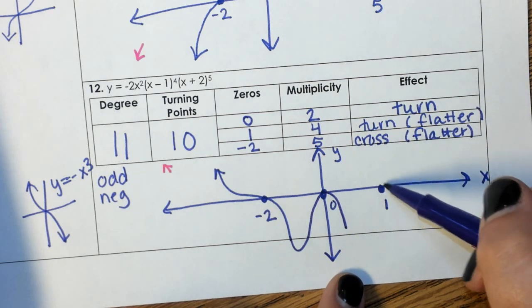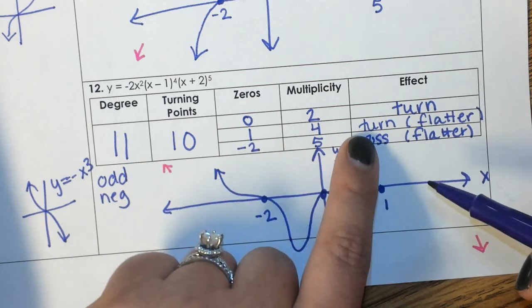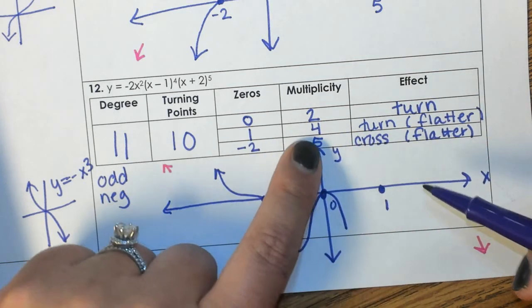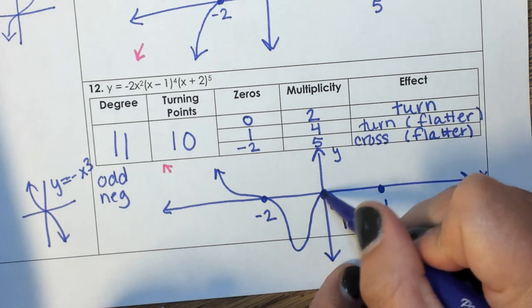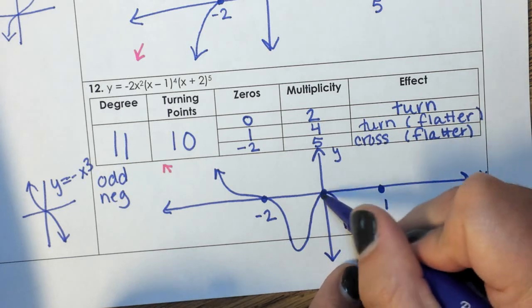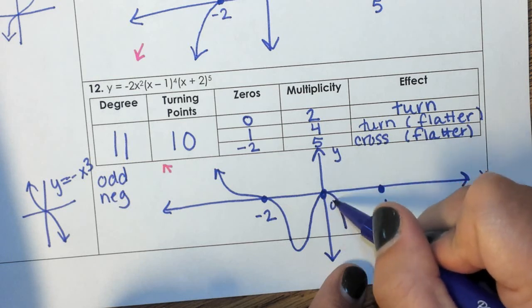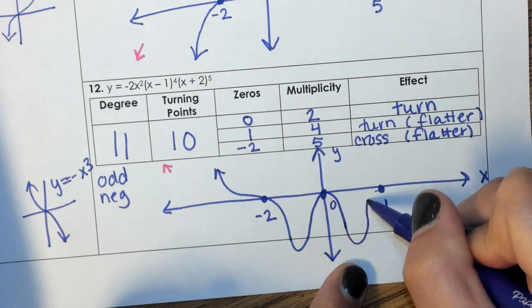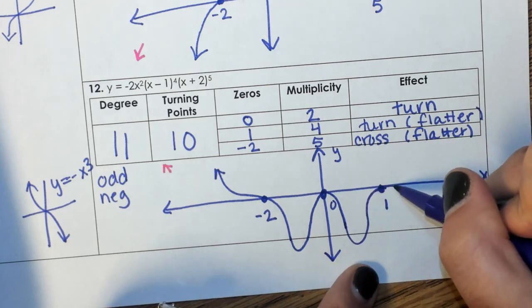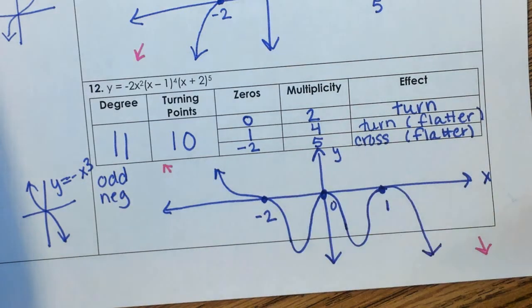And then at the 0 happening at 1, we have to turn back around as well. And this 0 here is going to be a little bit flatter than my 0 happening at 0. Because this one had a degree of 2 or a multiplicity of 2. This one has a multiplicity of 4. So it's got to be a little bit flatter than the other one. And there we go.